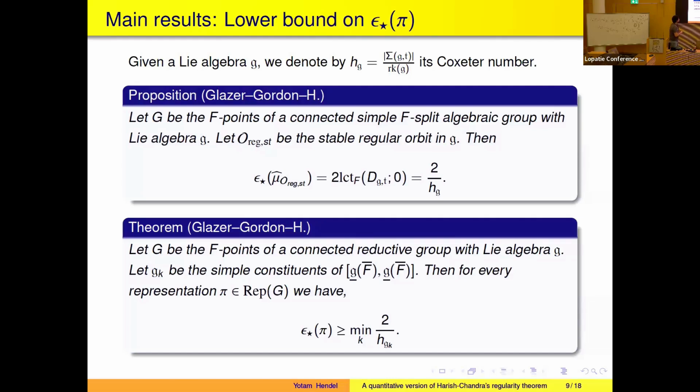Okay, so what can we get out of this? So if G is the F-points of some connected reductive group with Lie algebra g, no further assumptions, and G_k are the simple constituents of the commutator of G with itself, then for any finite length representation that I choose, its integrability exponent is going to be bounded from below by the minimum over k of 2 over the Coxeter number. And you can note that this doesn't depend on the representation. This only depends on the group. So you fix some group, representations can't be less integrable than that.